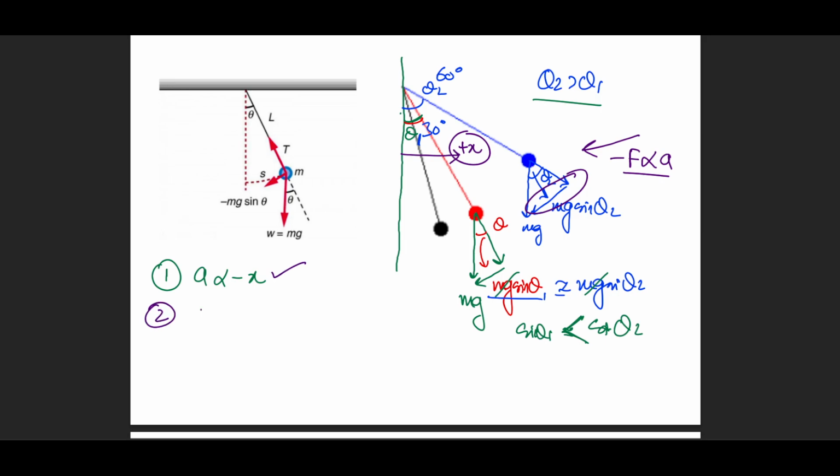The second condition is that acceleration is proportional to displacement. If you move away from the mean position, the acceleration should be higher. And we can see that over here, if we start moving away from the mean position, the more we move away, the more theta increases. The more theta increases, the more the value of mg sine theta increases. And we know that this is the value of force. Mg sine theta is force because it's a component of weight. And if the force is increasing, that means that the acceleration is increasing. So the second condition is also fulfilled.